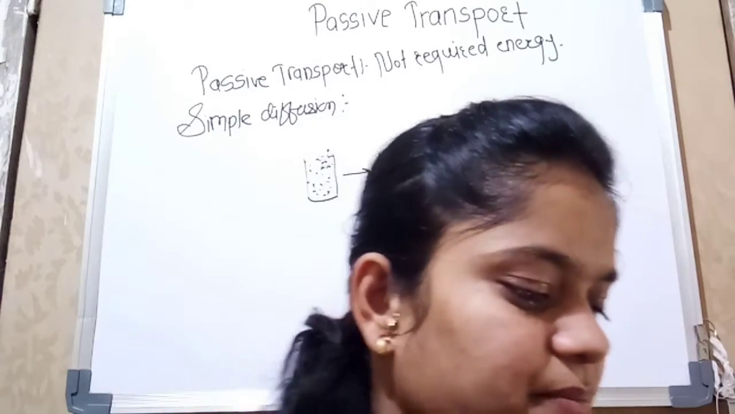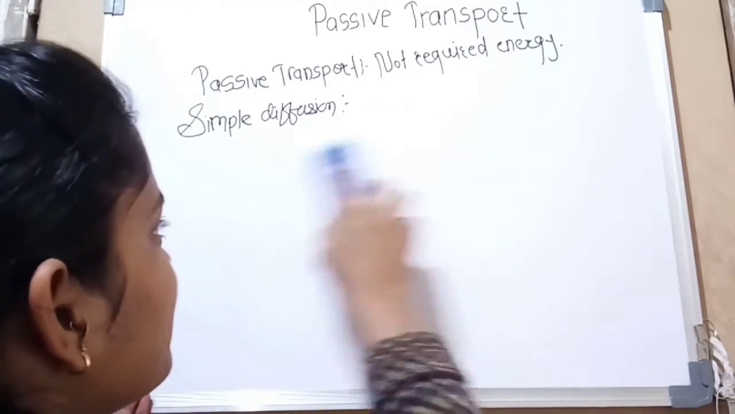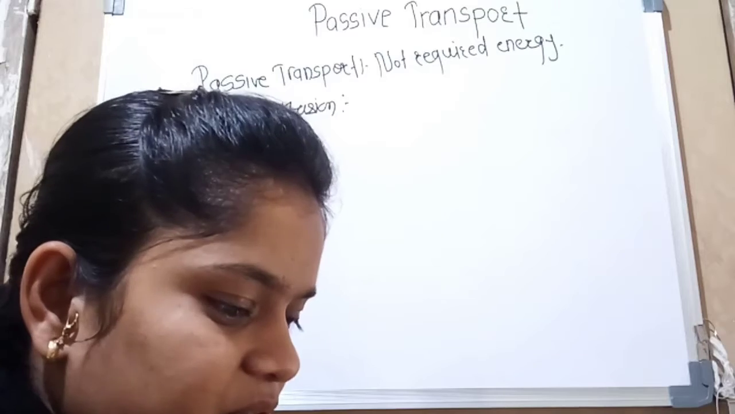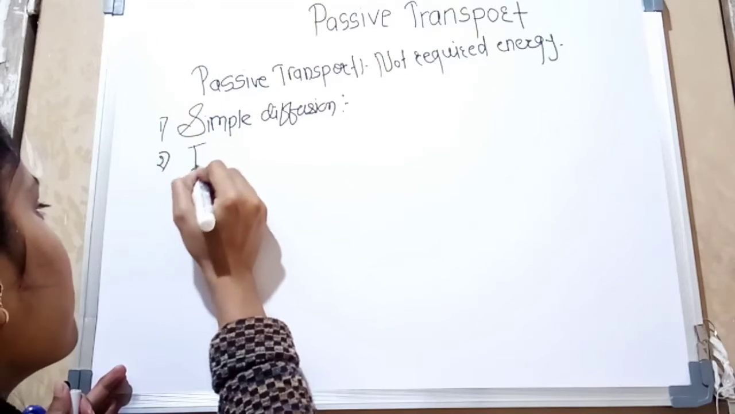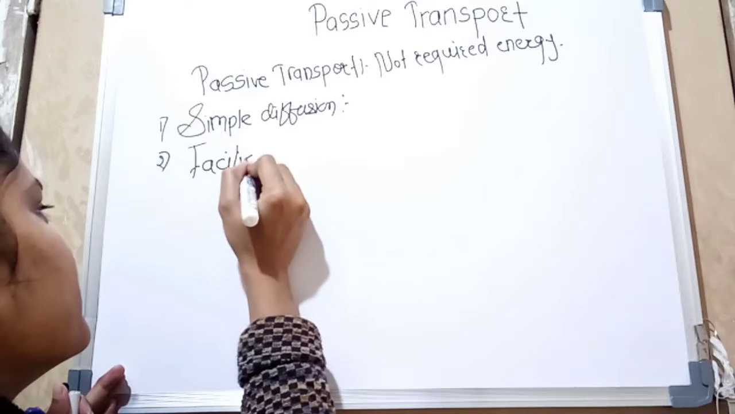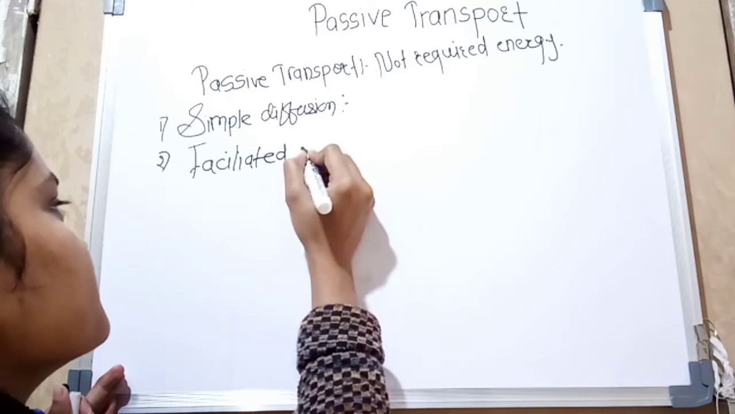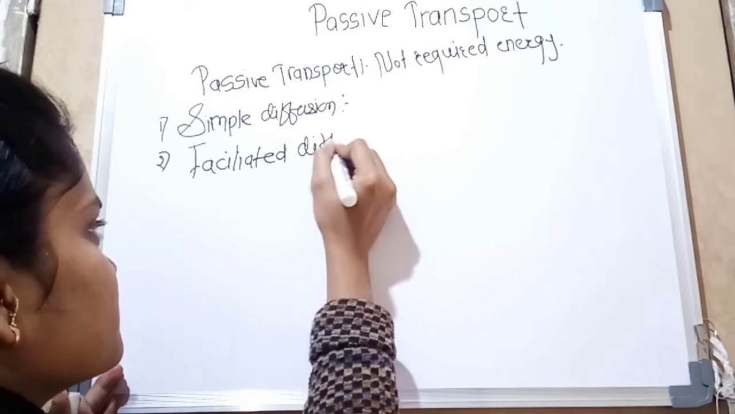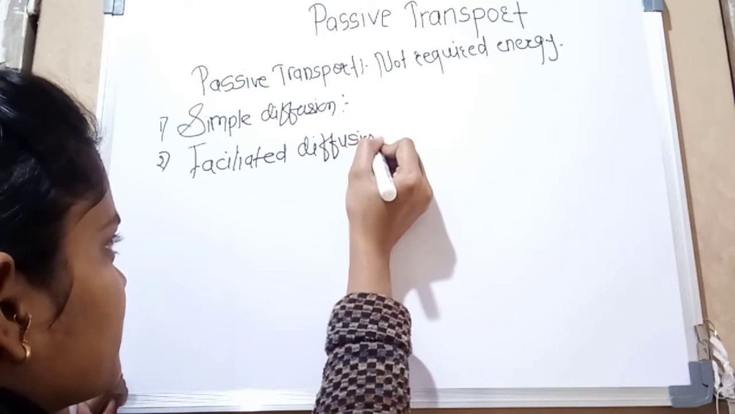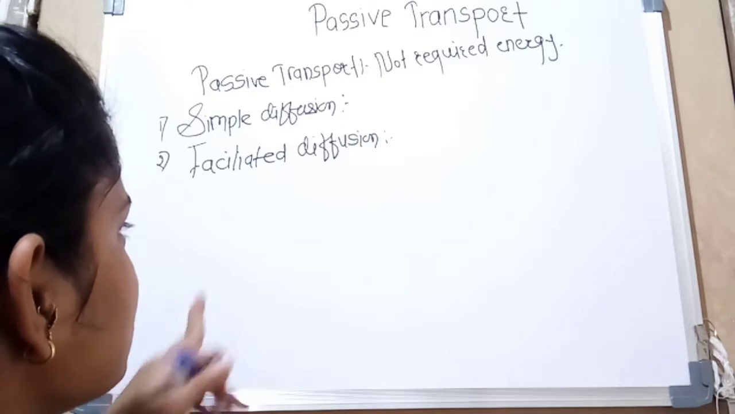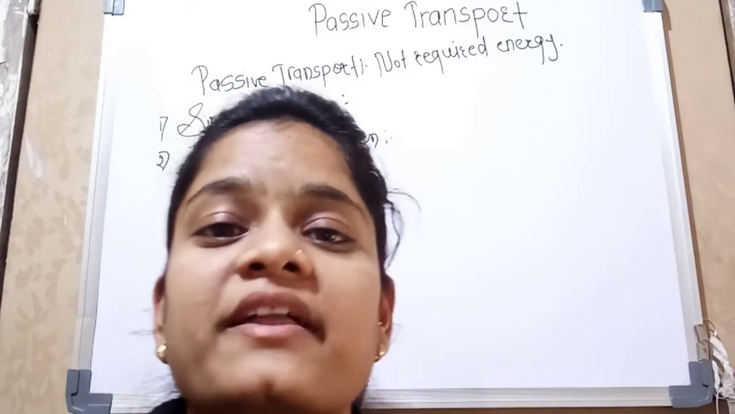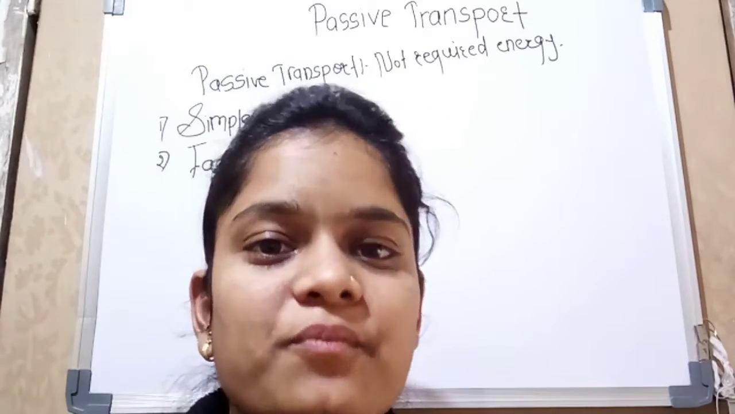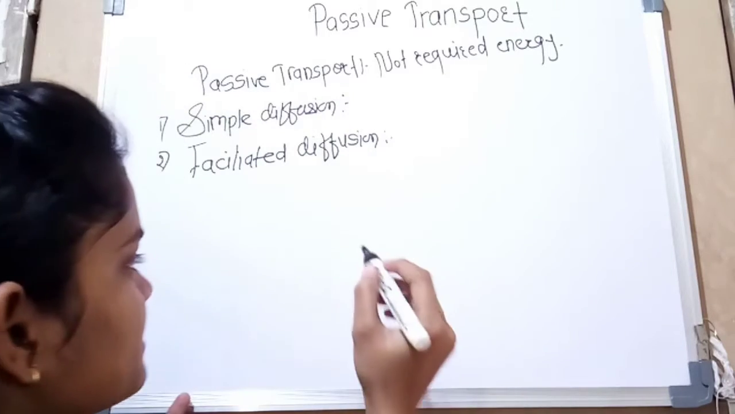The next type is facilitated diffusion. The name suggests that facilitated diffusion means they provide facilities for the movement of molecules. So let's see.